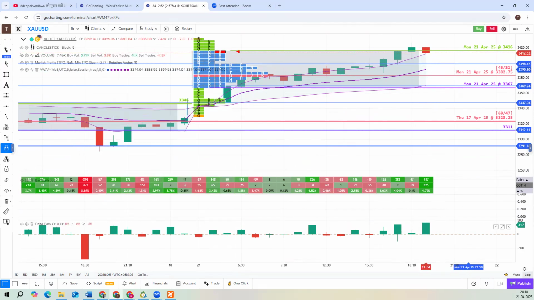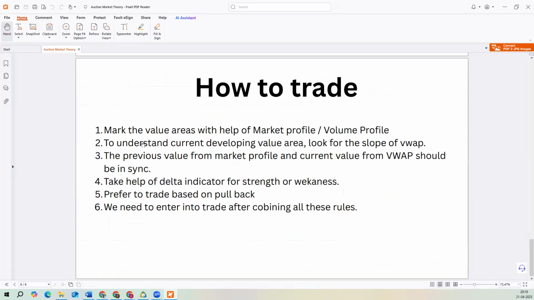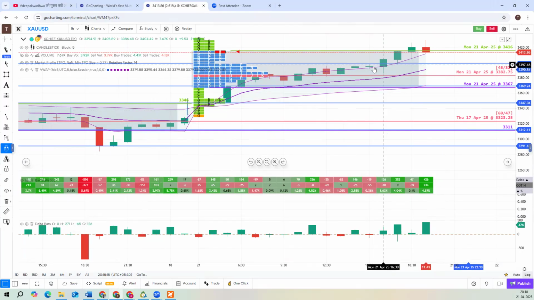So we have to remember these 4 rules. What are the 4 rules? Mark the value area, take the help of VWAP, then take the strength with the help of the delta indicator, and wait for a pullback. Just don't enter directly. Why? If you enter directly, on the pullback you will be scared and your stop loss will be hit. So it's always good to wait for a pullback. Once the pullback is to these levels, then you can look at the delta. If the delta is giving you strength, then we can take a long trade in this direction.